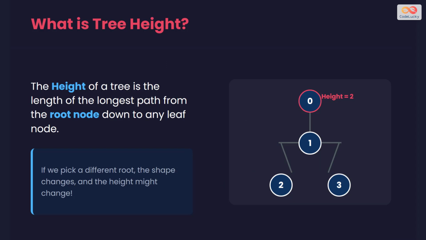First, let's understand what we mean by height. The height of a tree is defined as the number of edges on the longest path from the root node down to any leaf node. Crucially, if you pick a different node as the root, the structure of the tree hangs differently, and the height changes.